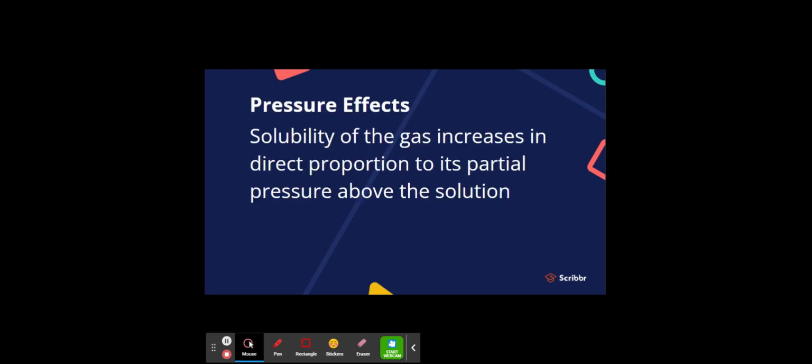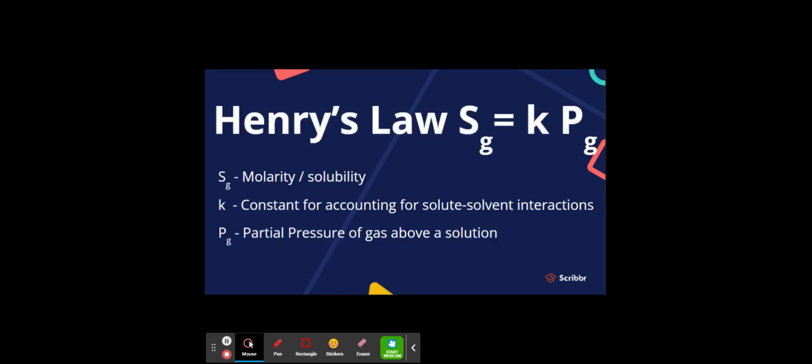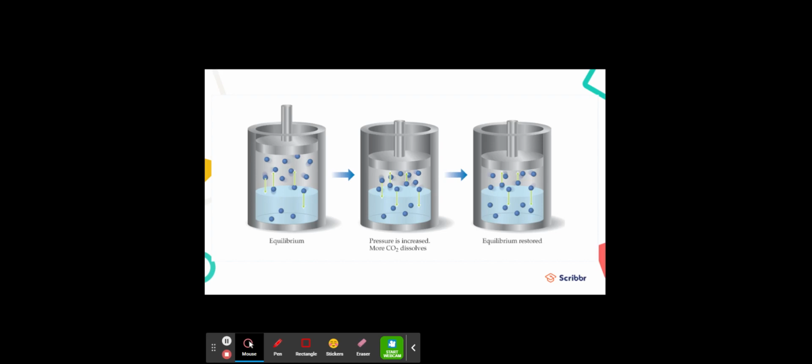The next main idea is the pressure effects. The solubility of the gas increases in direct proportion to its partial pressure above the solution. Looking at that, the top of the canister is the air part. As the pressure increases, so does the partial pressure of the gas above the solution. When that increases, it's pushing more molecules into the solution, causing the solubility to increase. As you can see, you're dissolving more things as you go to the right in the diagram.